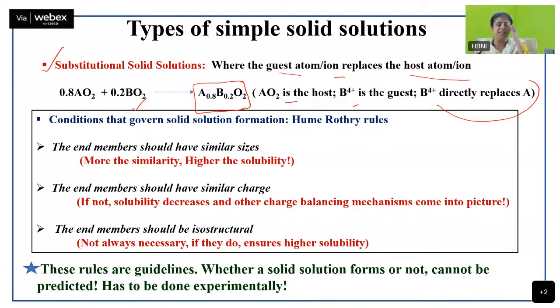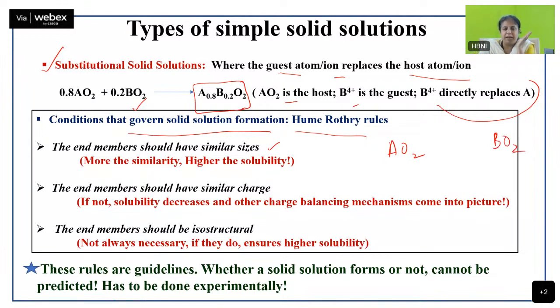Now, there are certain guidelines, again, as I've always maintained, that you don't really need to learn, because they're very, very logical and a general understanding, common sense thing. But they've been given a name because, when they were being put forth at that time, they had to put some guidelines. And the guidelines that govern the solid solution formation are called Hume-Rothery rules. Now, what are these? They say that your end members, and what are your end members? Your host and the guest.